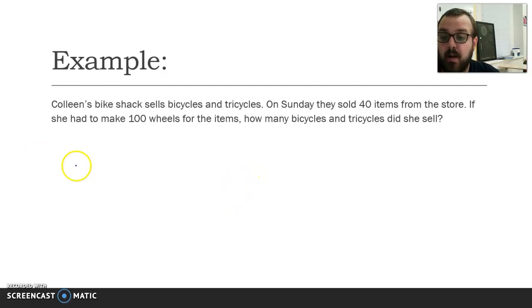Again, we're going to start by writing out a variable. So B is going to be the number of bikes. And I'm going to use T for the number of trikes.